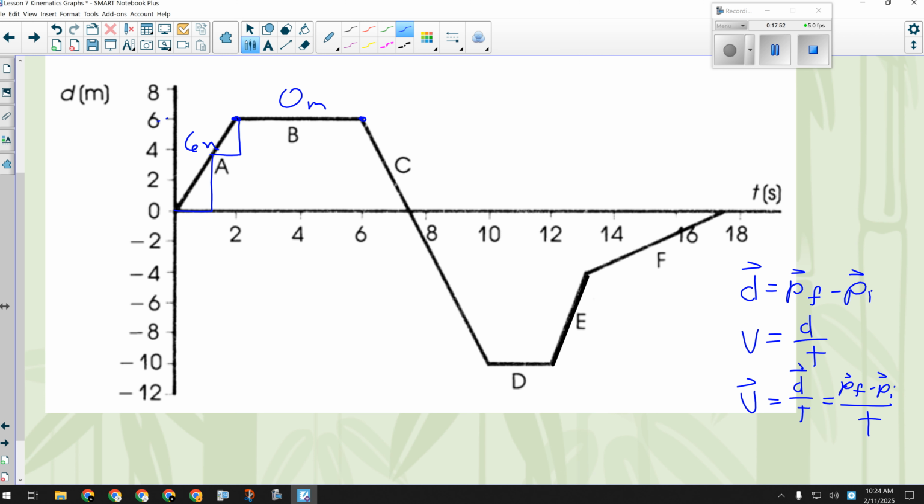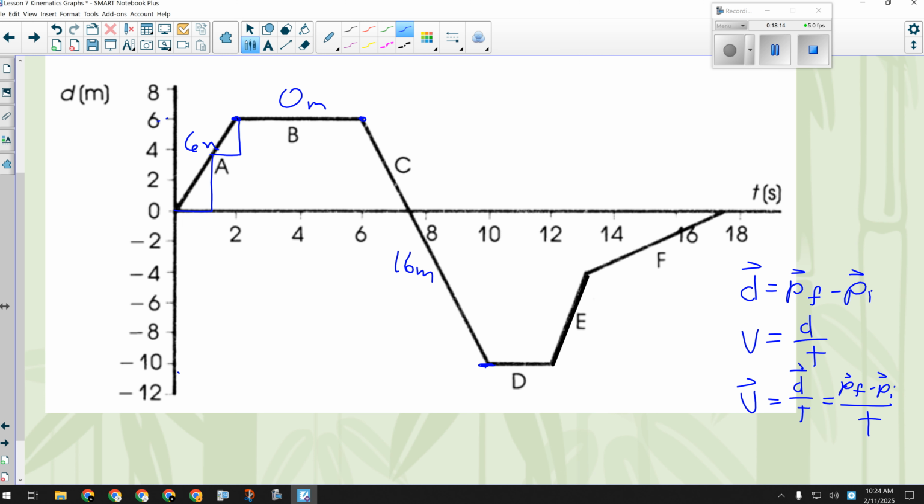Totally could. Okay, in C, our final position is -10. Our initial position is 6. Okay, would this be 16 meters? Right, that's how far I went there. Right, how far did we go in D?